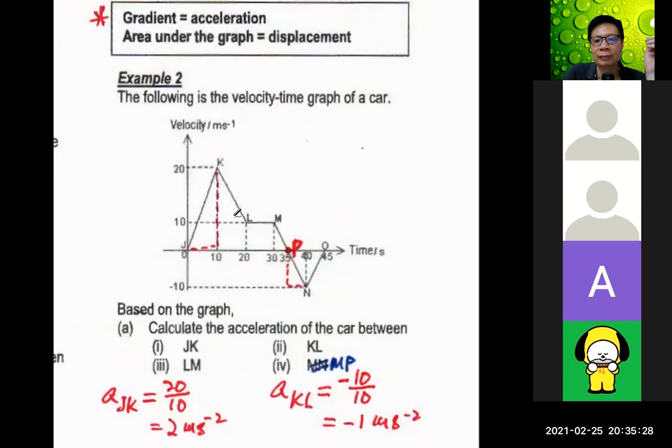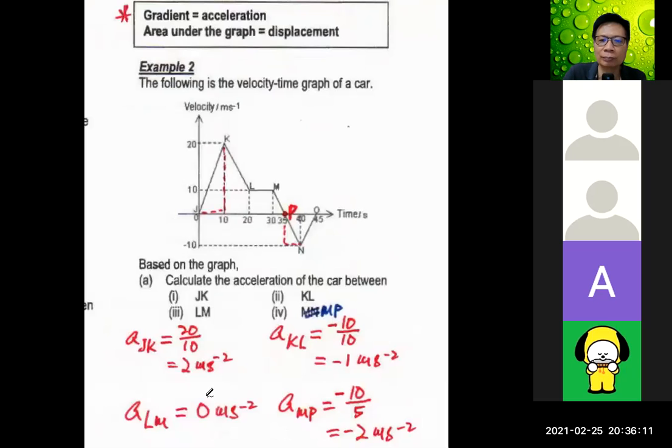How do you think? Does LM have a gradient or not? Angelina? Does a horizontal line have a gradient or not? No. I can't hear you, Angelina. Try again, Angelina. No. Yes, now I can hear you. No gradient. No gradient means 0 lah. So the answer is 0.